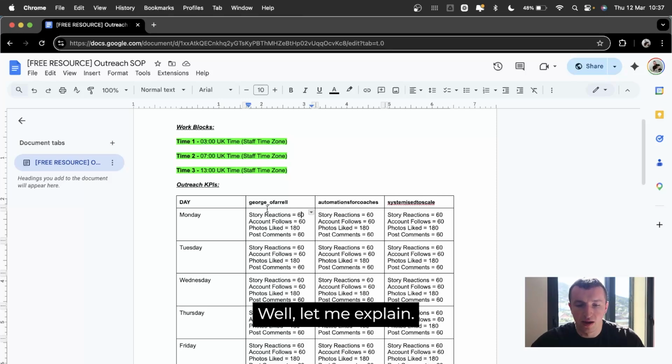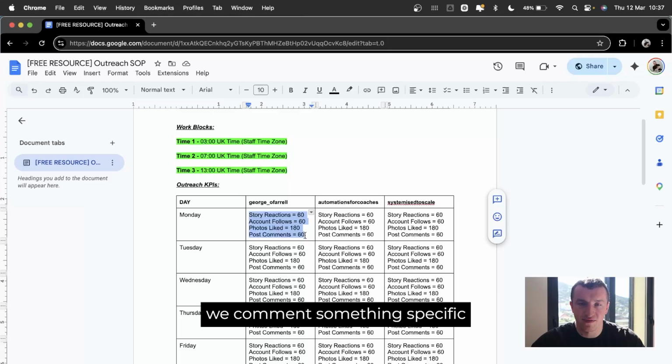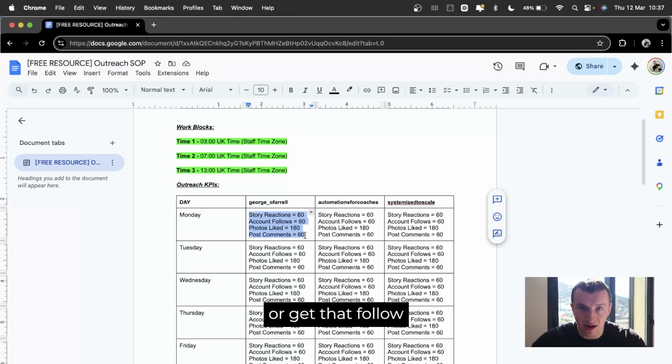Well, let me explain. When we look at reacting to people's stories, we're essentially reacting with an emoji. When we look at following people, we're obviously just following. When we like posts, we like them. When we comment, we comment something specific to that post. A lot of the time, people then get that notification or get that follow, and it creates intrigue, and they click through onto our page.